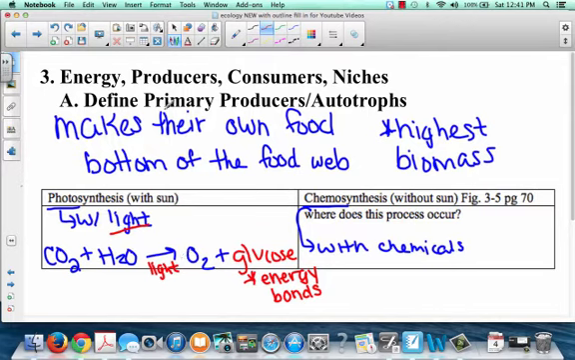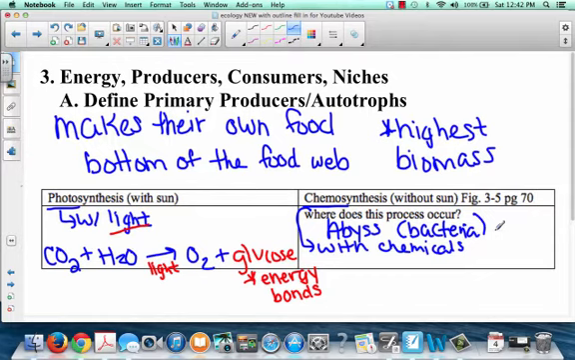And that actually leads us to chemosynthesis. So what about the bottom of the ocean where there's absolutely no light? Do they not have autotrophs? And so they do, and it's actually a bacteria, and it occurs in the abyss. Okay? It's done by bacteria, actually, the producer of the abyss. And if you turn to page 70 in your book, figure 3.5 has a nice visual to show you the difference between chemosynthesis and photosynthesis.